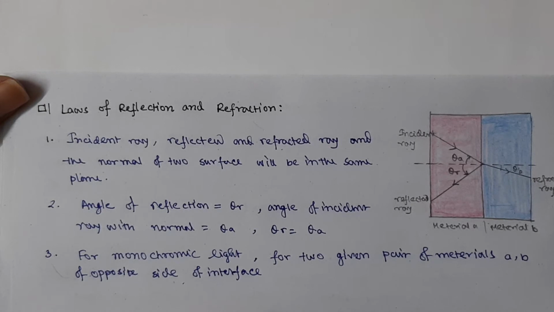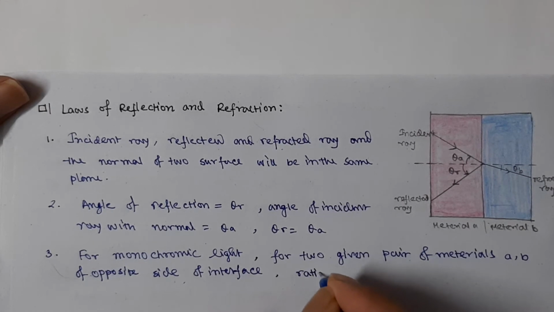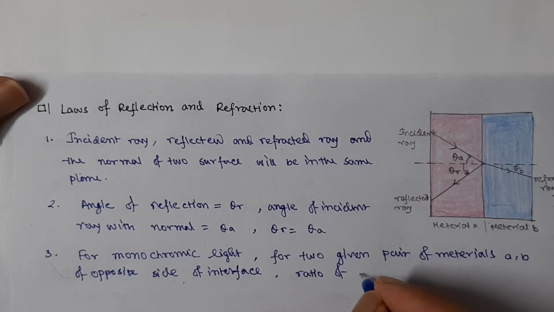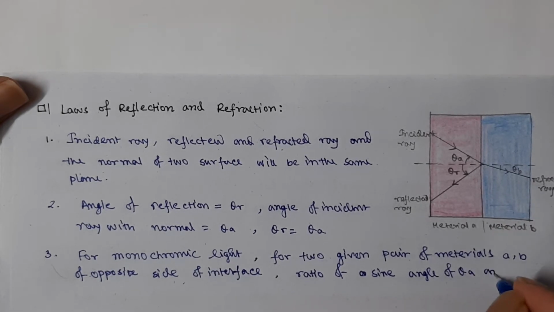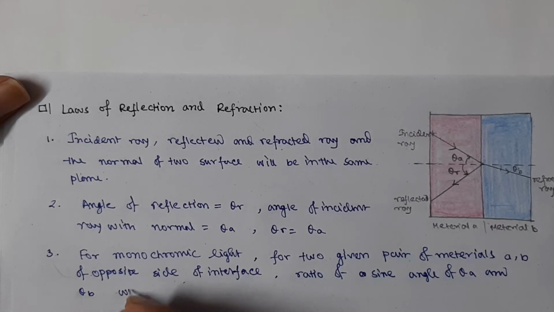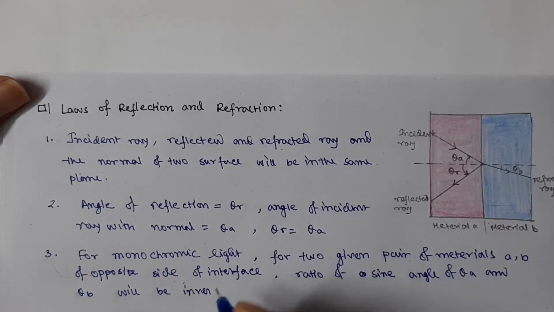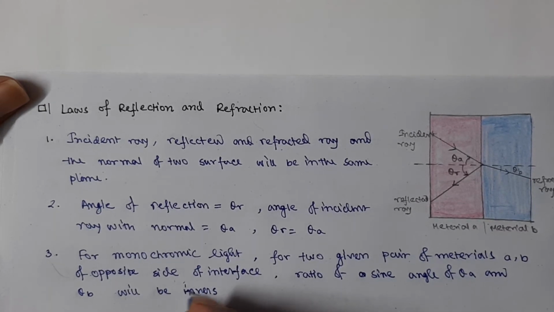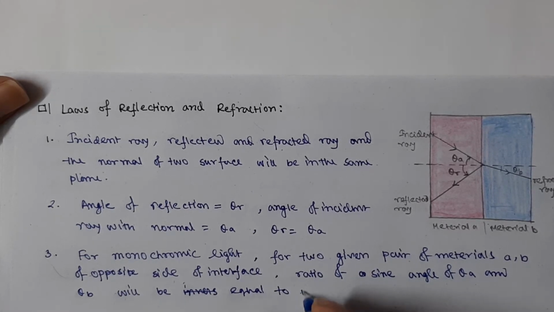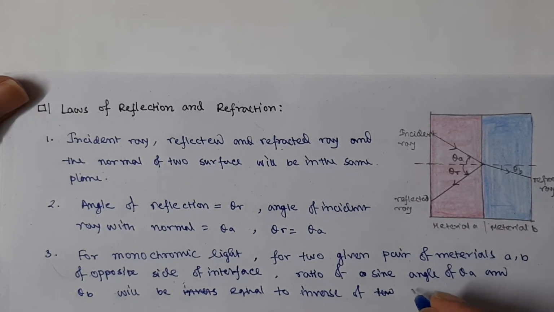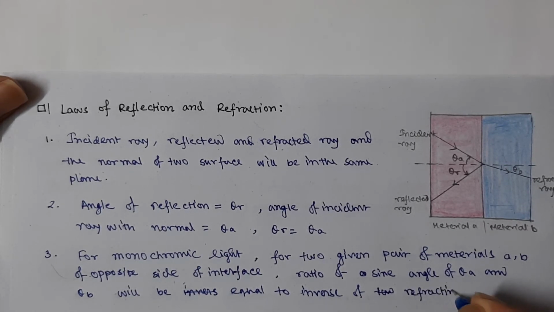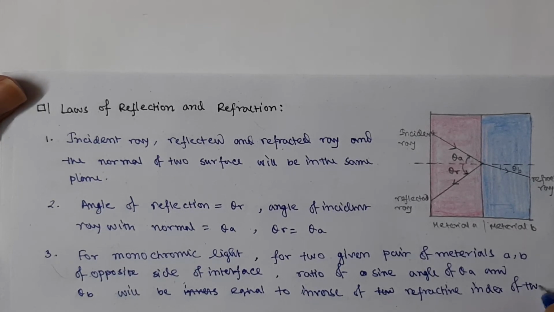the ratio of the sines of the angles theta a and theta b will be equal to the inverse of the ratio of the two indices of refraction, the refractive indices of the two given materials.